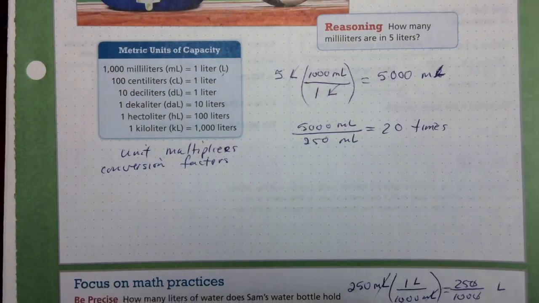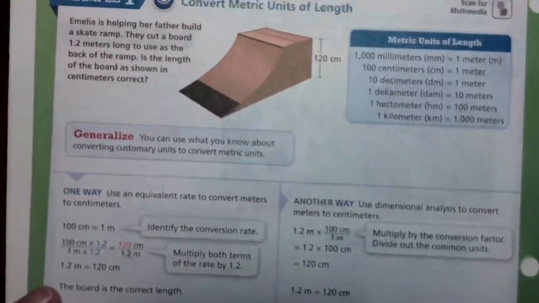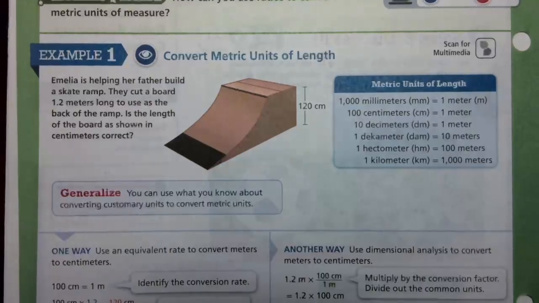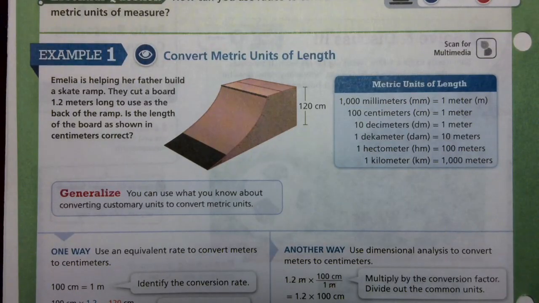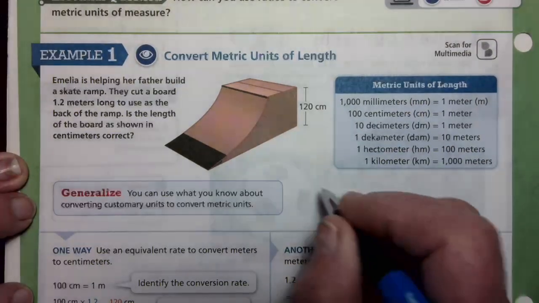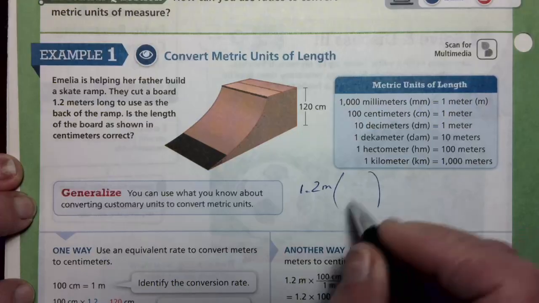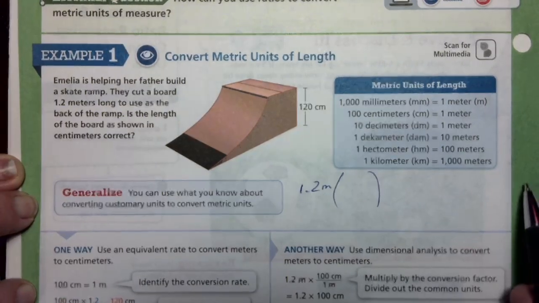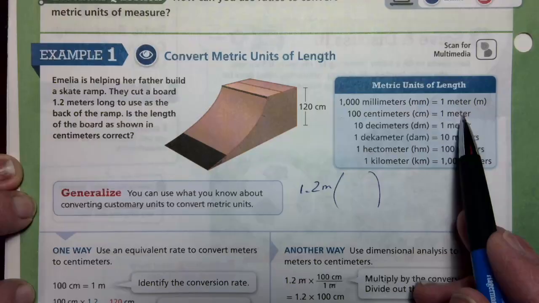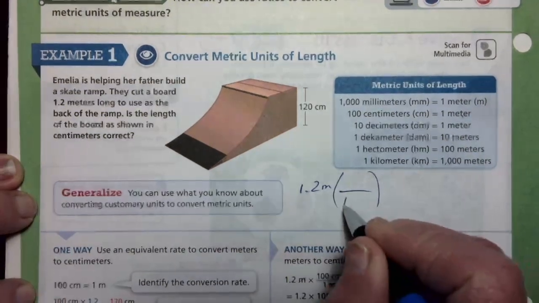All right, let's go to example 1. Amelia is helping her father build a skate ramp. They cut a board 1 2/10 meters long to use as the back of the ramp. Is the length of the board as shown in centimeters correct? Well, let's see. If I had 1 2/10 meters and I wanted to change that into centimeters, where's meters and centimeters? Right here.